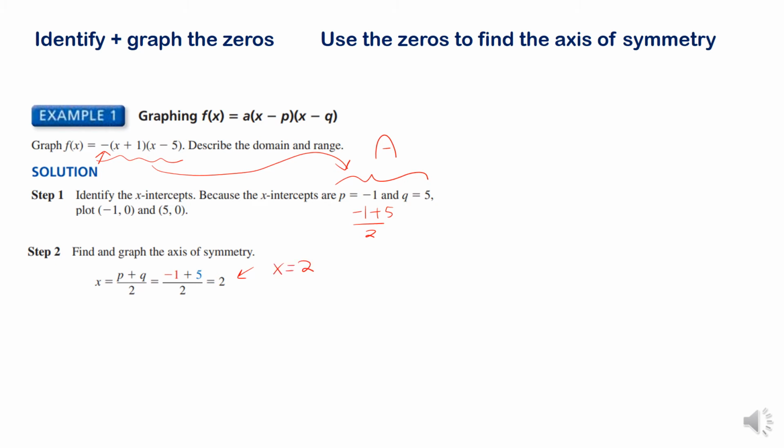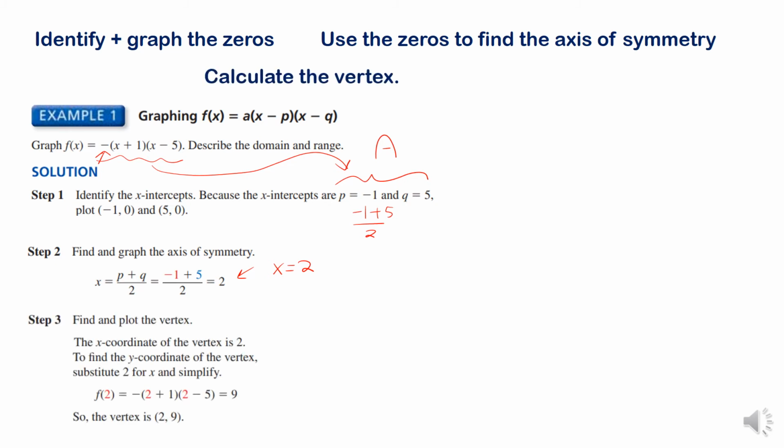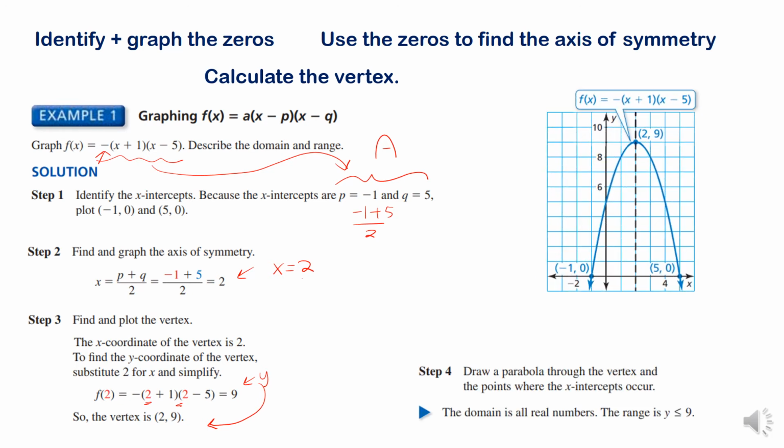So that's our first step, but what do we do then? We're going to take that, and we're going to plug it into this formula, and we're going to get the vertex. So there we go. We plug that 2 in for x, and then solve it, and that gives us a y of 9, which gives us the vertex of (2, 9).